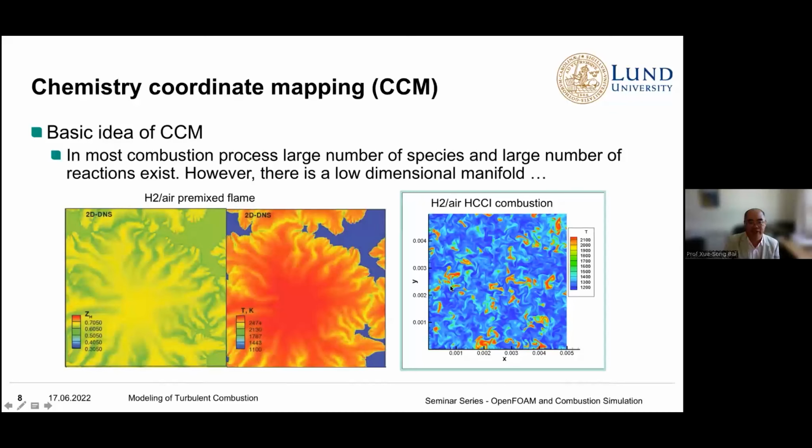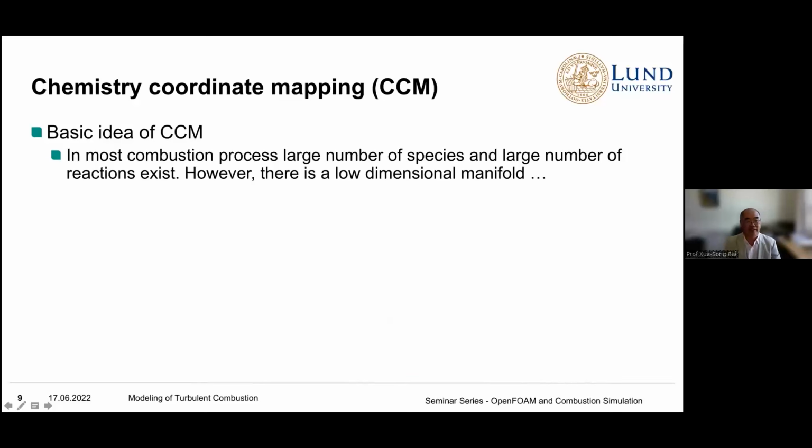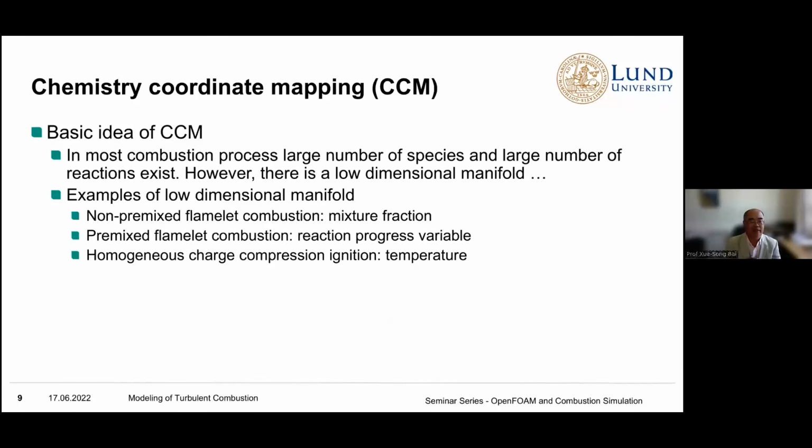This is another example, HCCI combustion, homogeneous in composition but inhomogeneous in temperature, which gives inhomogeneous ignition. Some of these parts ignite first. This can also be considered as one very similar thermodynamic state. So grouping them, or mapping them from physical space to phase space, and then integrating in phase space is the basic idea of CCM.